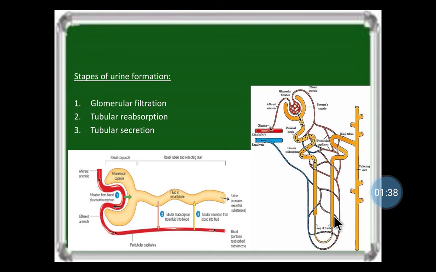Then tubular secretion. Tubule cells secrete other material like waste, drugs, and excess ions into this fluid. Tubular secretion means they remove the substance from the blood. Secretion occurs in the proximal convoluted tubule and distal convoluted tubule, but not in the loop of Henle.